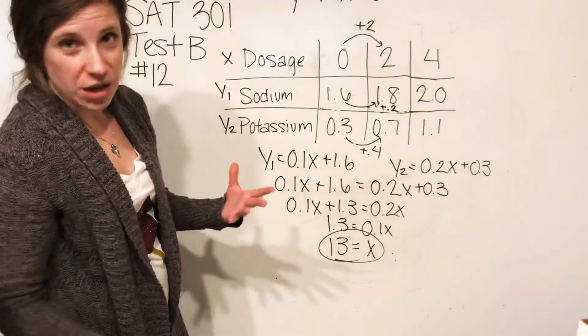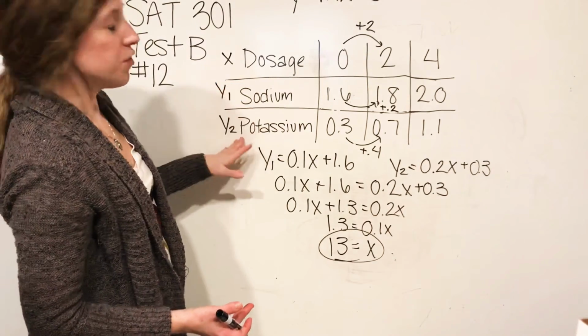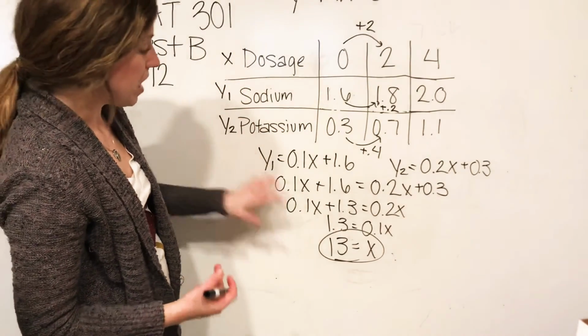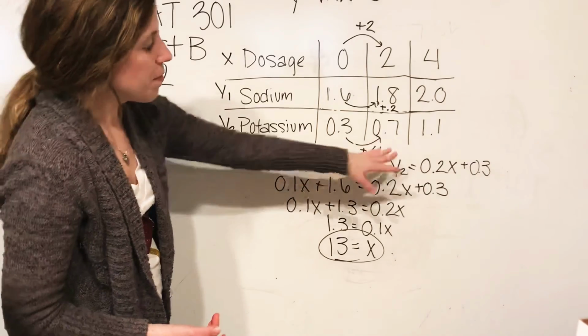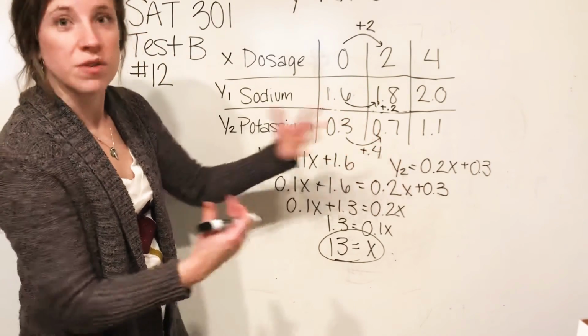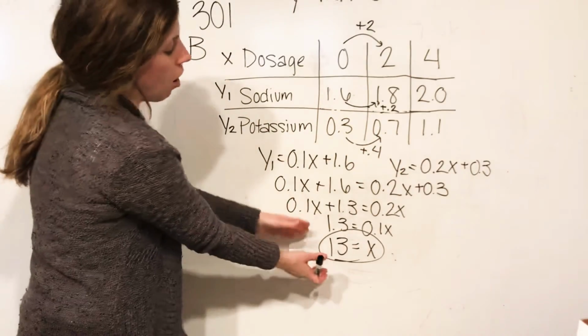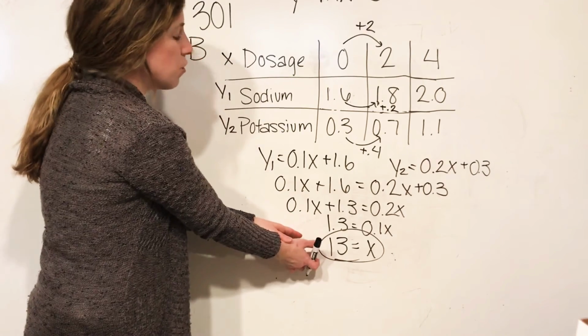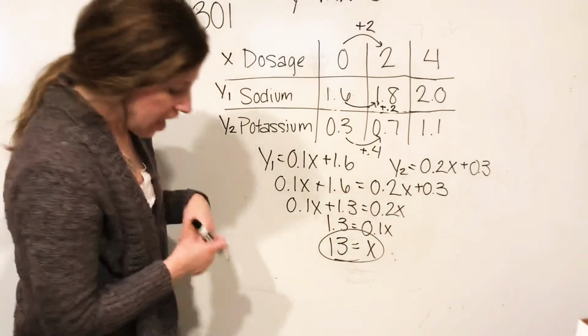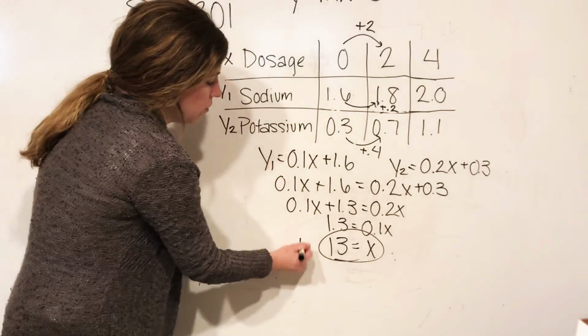Now, if I wanted to verify what that equivalent value of sodium and potassium concentrate is going to be, I could take that 13 and plug it back into each of their respective equations and figure out what that matching output is. But our ultimate goal is what is that dosage when sodium and potassium are equal, and it is going to be 13, which is option B.